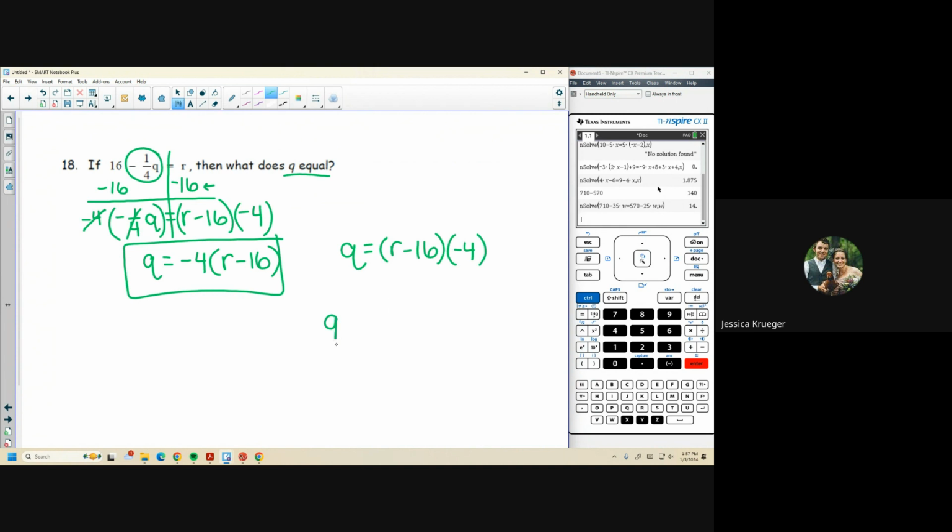I would not write it this way because this would be incorrect. That looks like I'm subtracting 4, not multiplying by negative 4. So be very careful when you write that answer.